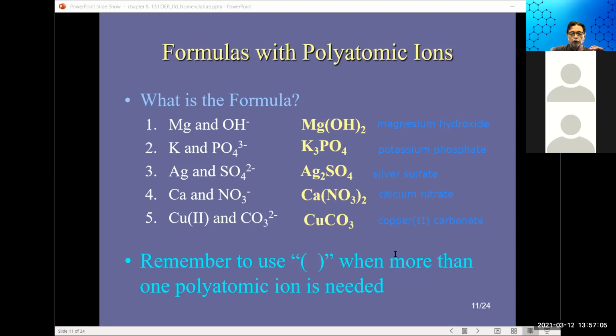Now, with respect to the names we just did, notice the only one that had a Roman numeral was the last one. All the other ones did not have Roman numerals, okay? Because all of the other metals were part of the 16. And being part of the 16, they have a constant oxidation number and it's understood. So you don't need to add the Roman numerals. In fact, it would be incorrect to say magnesium Roman numeral 2.